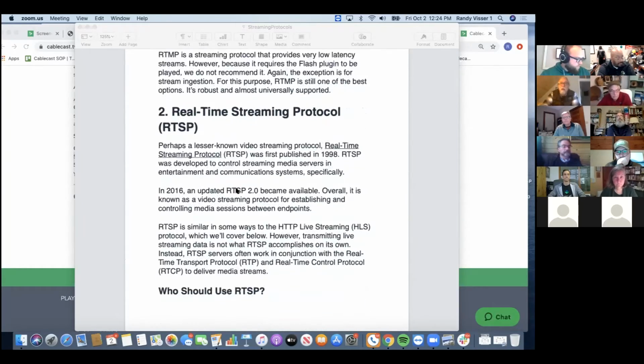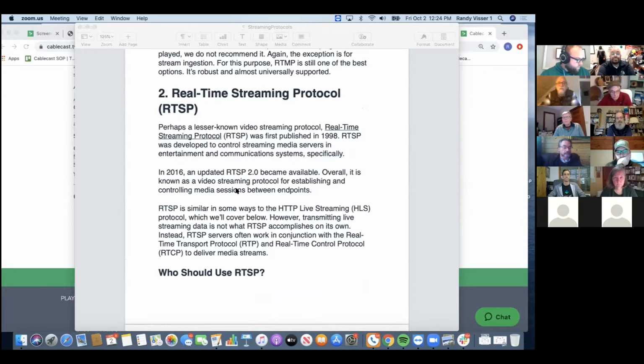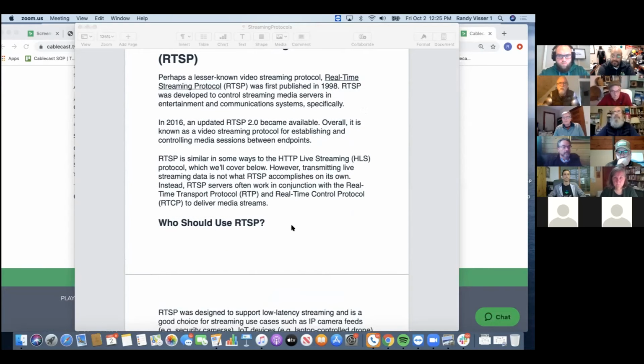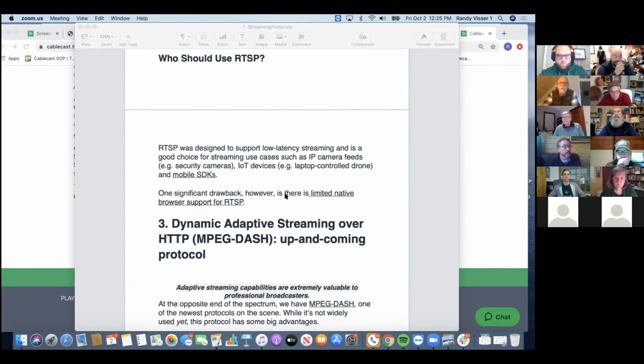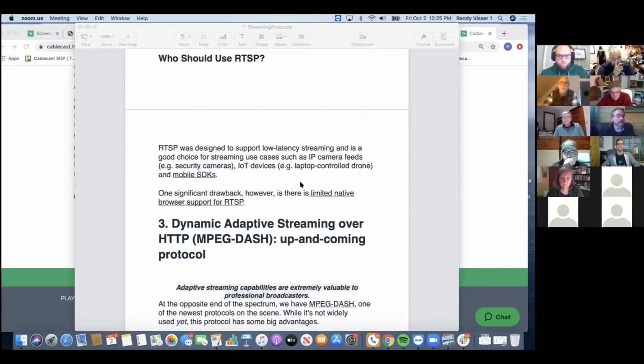One of the other protocols being used in streaming is called RTSP, Real-Time Streaming Protocol. And again, as you get into the weeds on this, there are pros and cons with each of these protocols. We won't get into that, but essentially you do have issues with security, and this is one of the protocols that deals with some of the security issues, and it's designed for low latency streaming. It's a good choice for IP cameras, that type of thing.